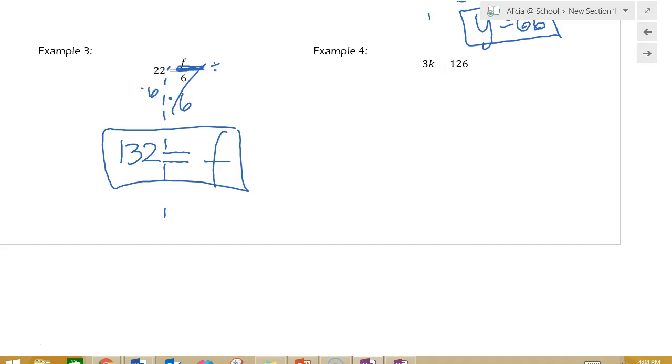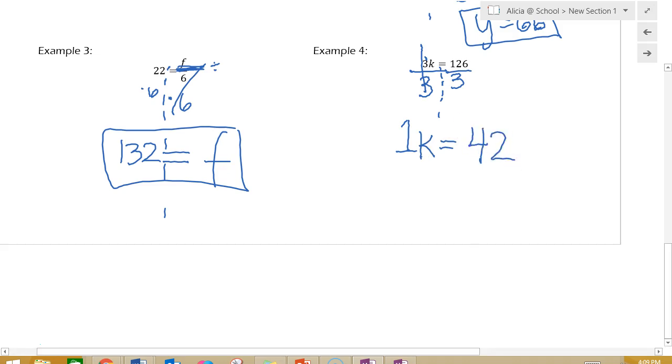Let's see another division one. If I have 3k equals 126, what operation is currently going on? I am multiplying 3 times k. What's the opposite of multiplication? Division. So I need to divide by 3. And again, whatever I do to one side, I have to do to the other side. My 3 divided by 3 becomes 1. So I'm just left with 1. Okay? 126 divided by 3 is 42. I never really see that coefficient of 1 in front of the k, so I can write k equals 42.